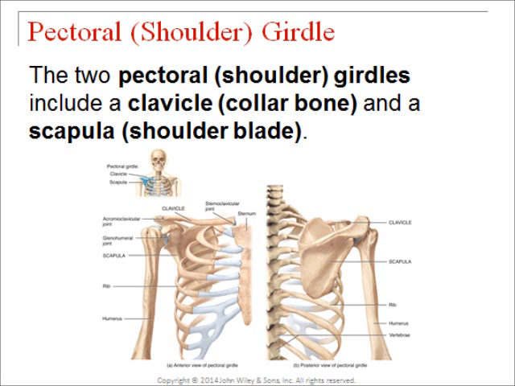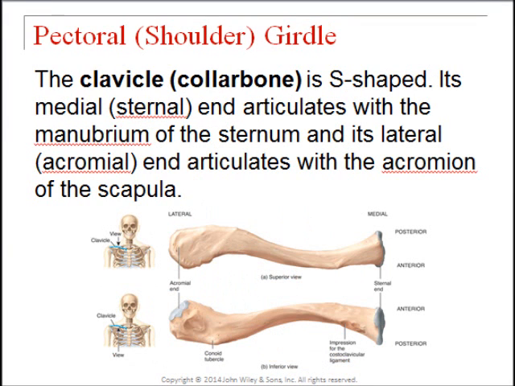The shoulder girdle is actually called the pectoral girdle. And of course we have two of them, left pectoral girdle and right pectoral girdle. Each girdle is made up of two bones, the clavicle, which you may know as your collarbone, and the scapula, or the shoulder blade.